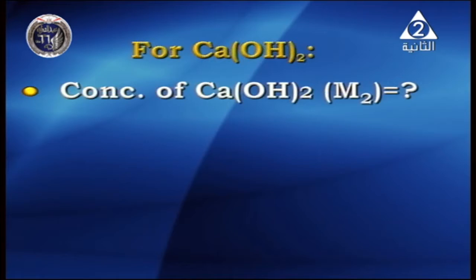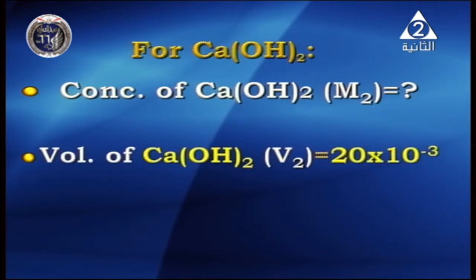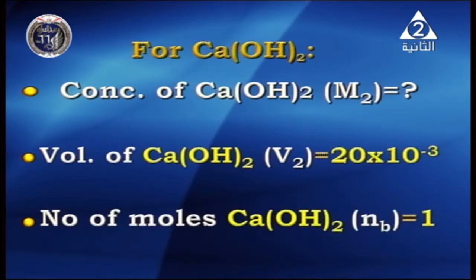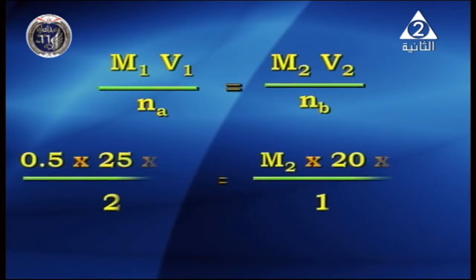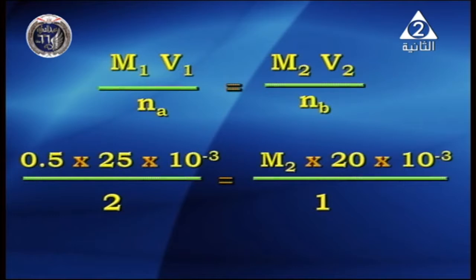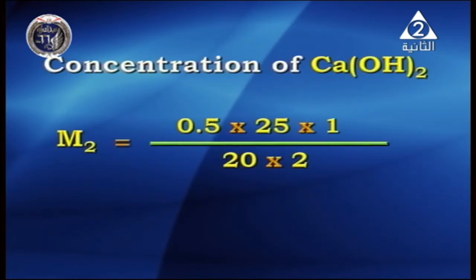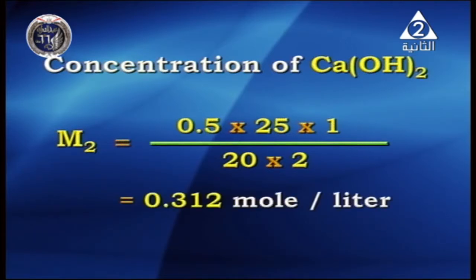For the calcium hydroxide, concentration is unknown. And the volume of calcium hydroxide V2 equals 20 times 10 to the power negative 3, and the number of moles in the equation equals 1. So by applying the relation M1 V1 over Na equals M2 V2 over Nb, so 0.5 times 25 times 10 to the power negative 3 over 2 equals M2 times 20 times 10 to the power negative 3 over 1. So the concentration of calcium hydroxide M2 equals 0.5 times 25 times 1 over 20 times 2 equals 0.312 mole per liter.